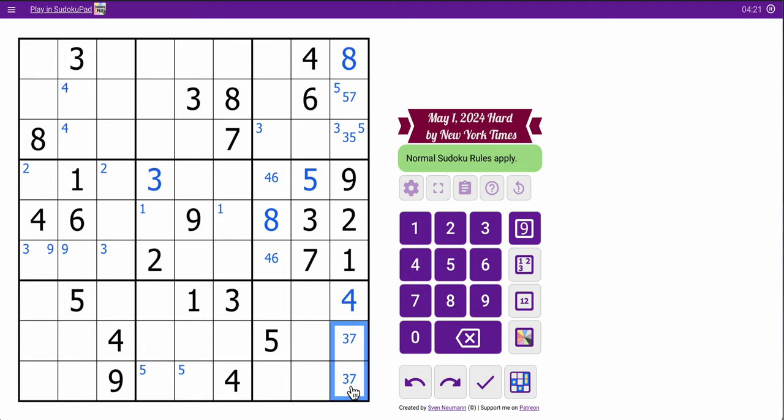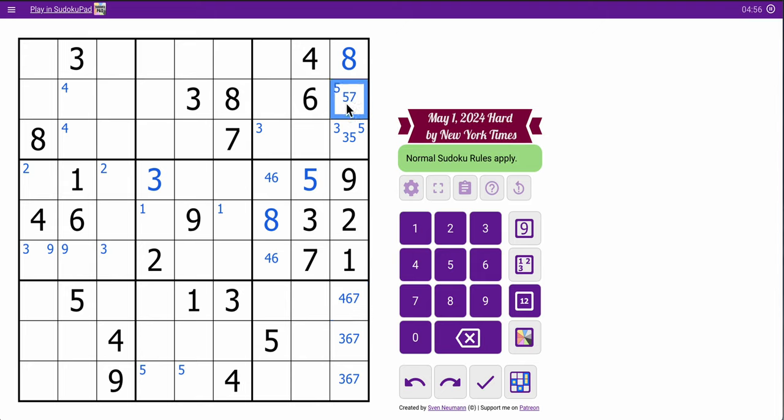Now, one of these must be 6. 3, 5, 6, 7. Okay, 4. That has to be a 4 because it can't be 6 and it can't be 3. Oh, wait a minute. Okay, I cannot scan the board very well. 3, 5, 6, 7. Okay, that ends up being 6, 7. Yeah, this is 4. It still could be.